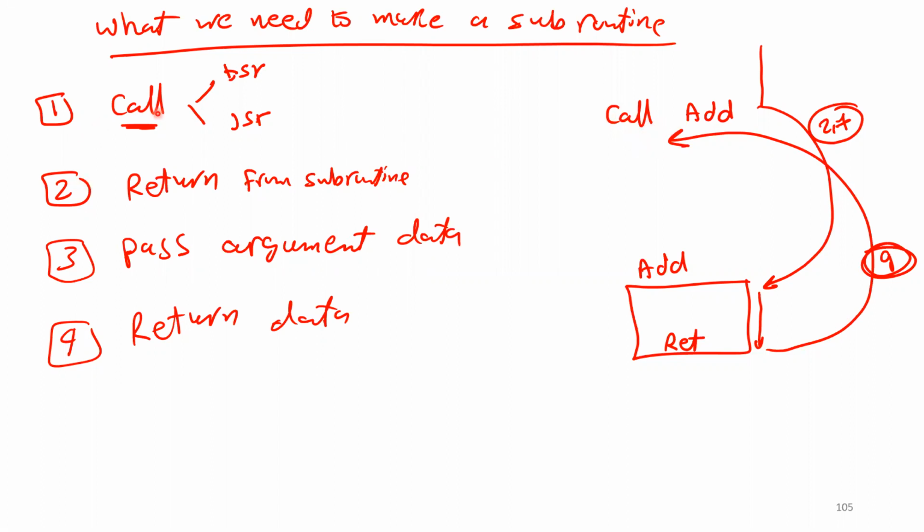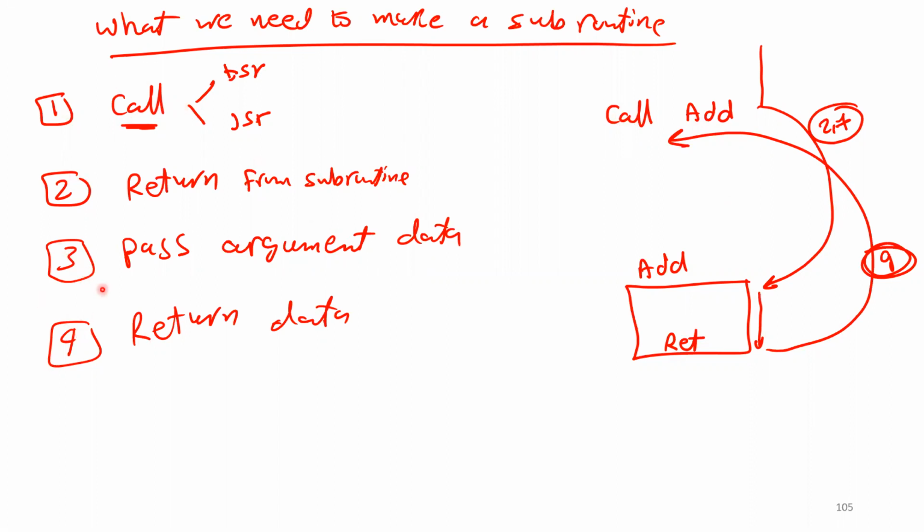So I need 2 things. Number one, I need an instruction to call, right? How can you call? Also, we need an instruction to return. How can you return? After you finish the subroutine, you have to return to the instruction right after the call, right? These 2 are a must. You have to do them, right?